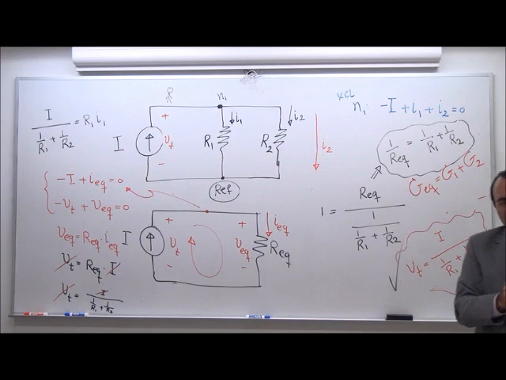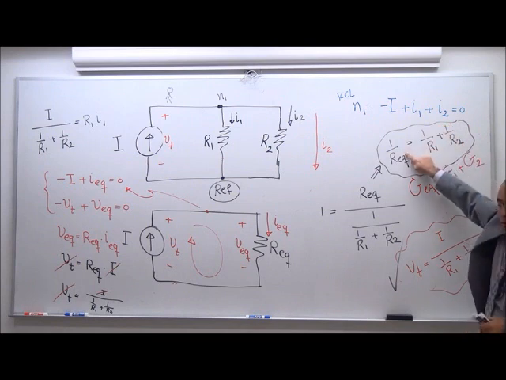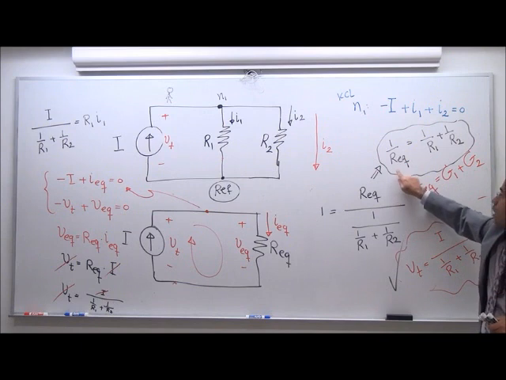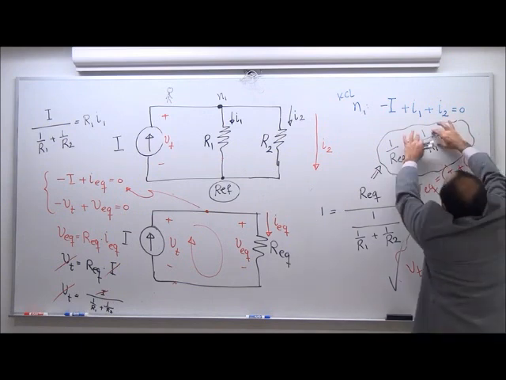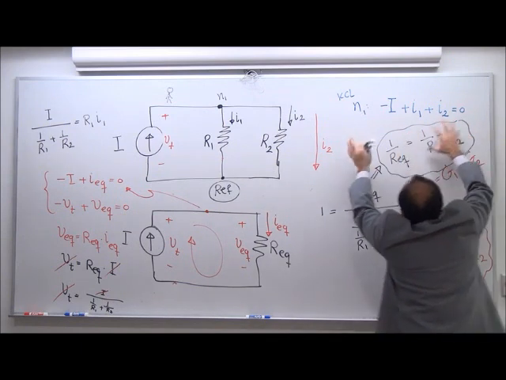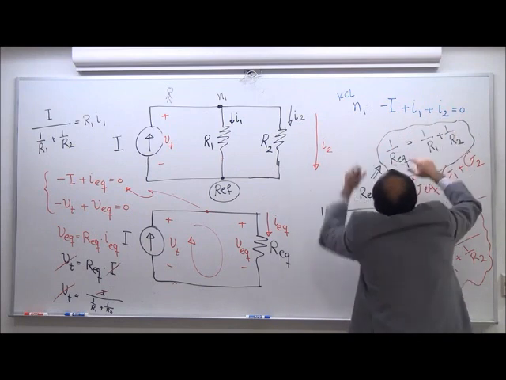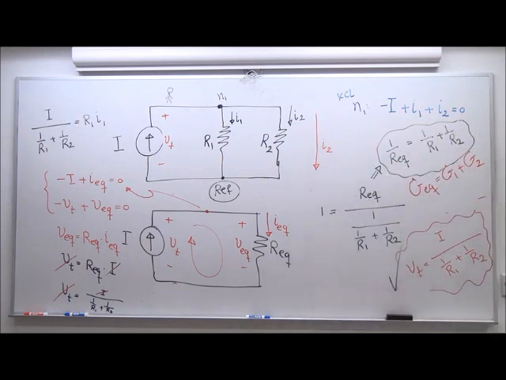This is what happens in the midterm and the final. People remember that they need to inverse this and this, but they forget that they need to do one more inverse to get R equivalent. You inverse this, you inverse this, you sum them up, whatever the conclusion is, you have to inverse this once again to get R equivalent in the design.